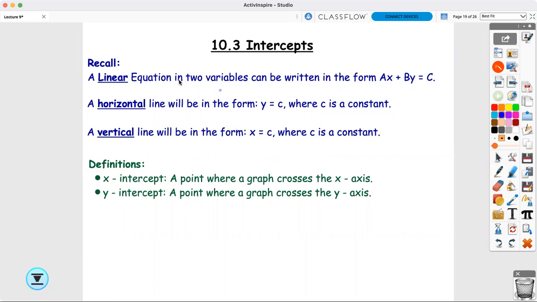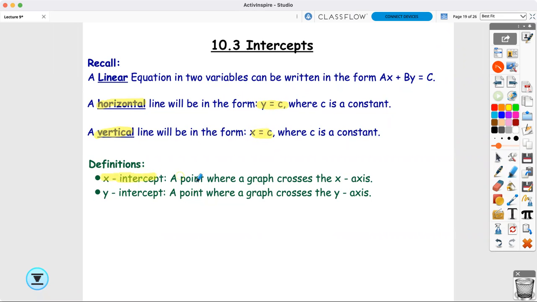So we know a linear equation in 2 variables can be written in this form: ax plus by equals c. We know a horizontal line is y equals c, where c is a constant, and constant just means a number. A vertical line is in the form x equals c. So that's the difference: horizontal is y equals c, vertical is x equals c.